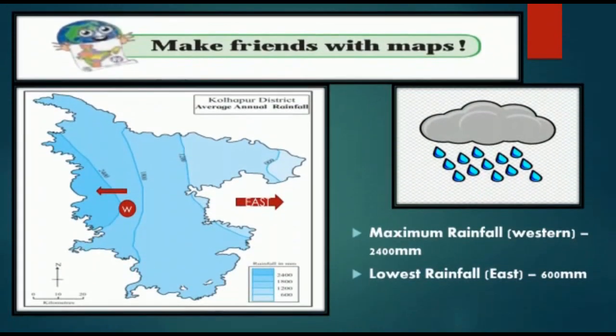Students, let's observe another map. As you all know, this map shows the average annual rainfall in Kolhapur district. Let's see in detail about the map. This map is an isopleth map. Rainfall is maximum in the western part of the region. It is 2400 millimeter. It decreases eastwards to 600 millimeter. 600 millimeter is the lowest rainfall and 2400 millimeter is the highest rainfall in this region.